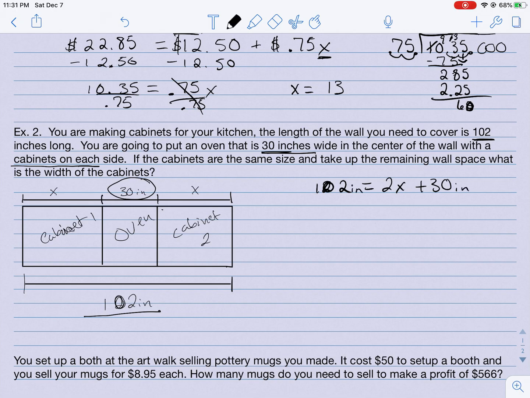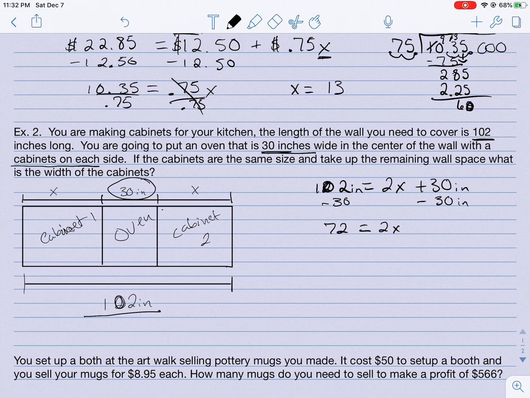Okay, so now we've covered everything. There's the 2 x's and the 30 inches for the oven. And we know that all has to fit on a wall that's 102 inches. So, 2-step equation. First we undo our addition. So to undo adding 30, we minus 30 from both sides. So you are now left with 72 equals 2x. So we've done our first step.